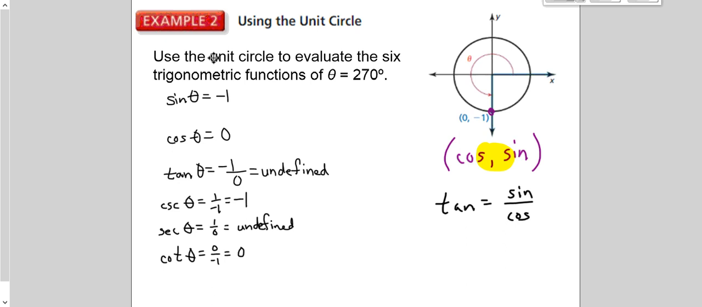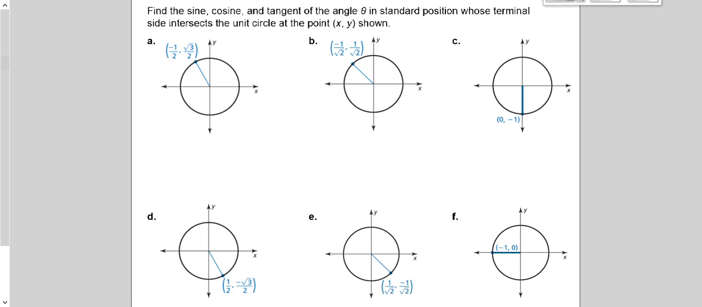And that's example 2. We use the unit circle to find our values of our trig functions. Ooh, the more we practice, the better we get. Find the sine, cosine, and tangent of the angle theta in standard position whose terminal side intersects the unit circle at the point shown.